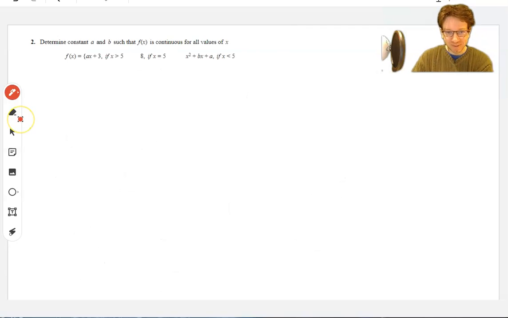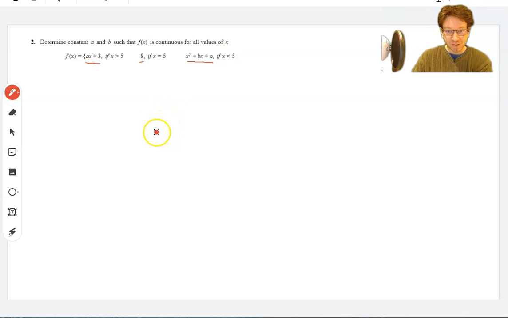For this question, we have a piecewise function, where the function equals ax plus 3 when x is greater than 5. It equals 8 when x is 5. And it equals this quadratic when x is less than 5. And it says determine the values of a and b so that the function is continuous for all values.